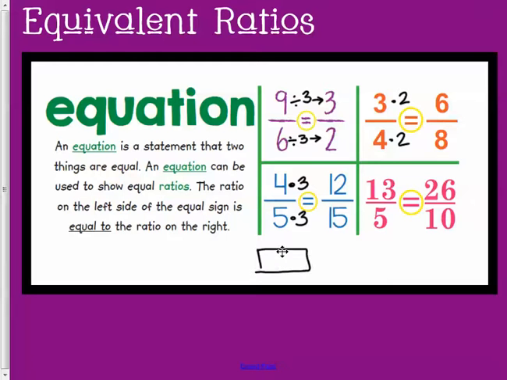Let's look at that as a picture. If I have 3/4 of a candy bar, and I chop each one of those in half, I now have 1, 2, 3, 4, 5, 6 out of 8. So these are equivalent. If I double 13 and I double 5, I get 26 out of 10. So again, these are equivalent.